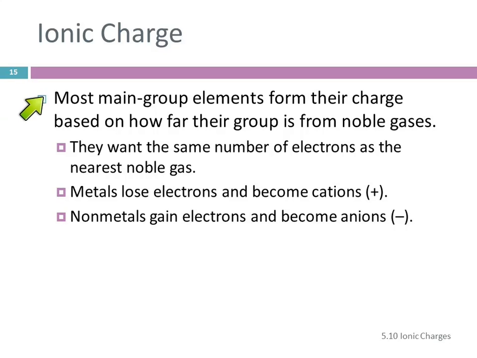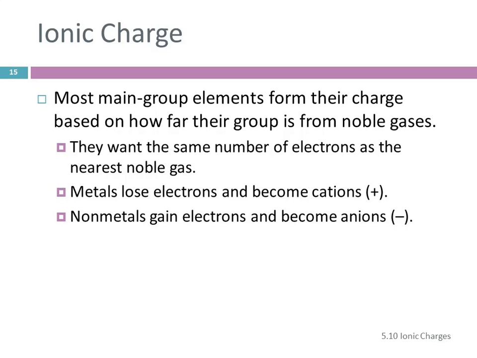Most of the main group elements form their charge when they make an ion based on how far their group is from the noble gases. A simplistic way of explaining this is they want to have the same number of electrons as the nearest noble gas. When an atom forms an ion, the number of protons does not change.